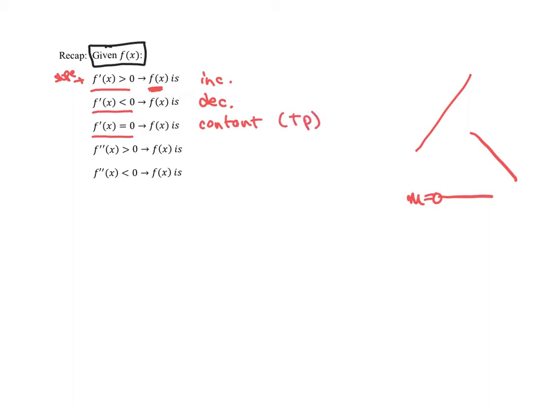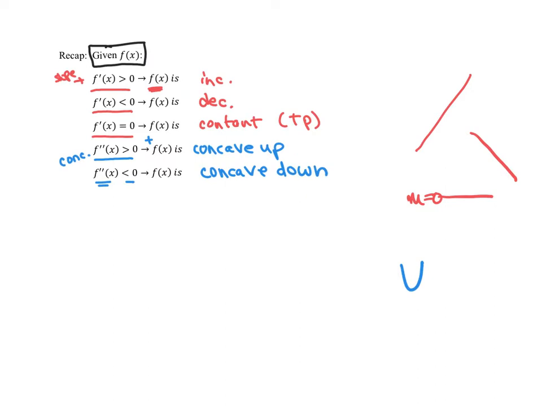And if you look at the next one, it says second derivative greater than 0. So this is concavity. If the concavity is positive, we said it was opening up, so this here is concave up. And if the second derivative is less than 0, or negative, then it's concave down.